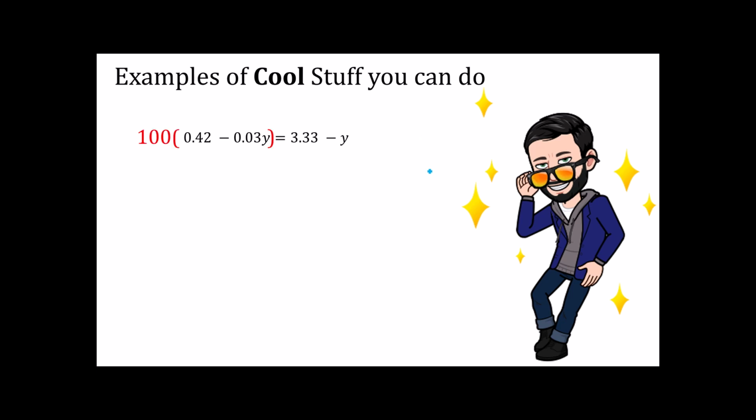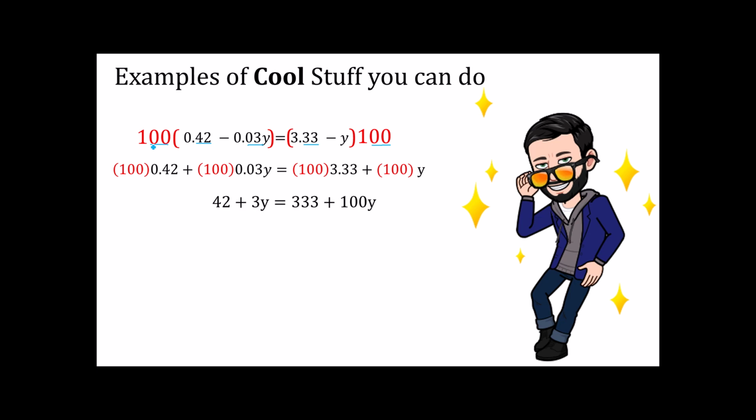I'm going to multiply by 100 on both sides. The reason I do that is I'm noticing that this has 2 decimal places, 2 decimal places, 2 decimal places. So I'm going to multiply by 100 because multiplying by 100 moves my decimal 2 places. When I multiply all those by 100, I get this.